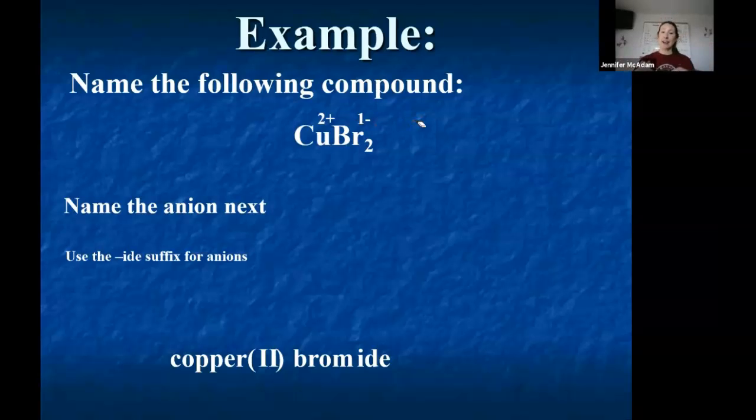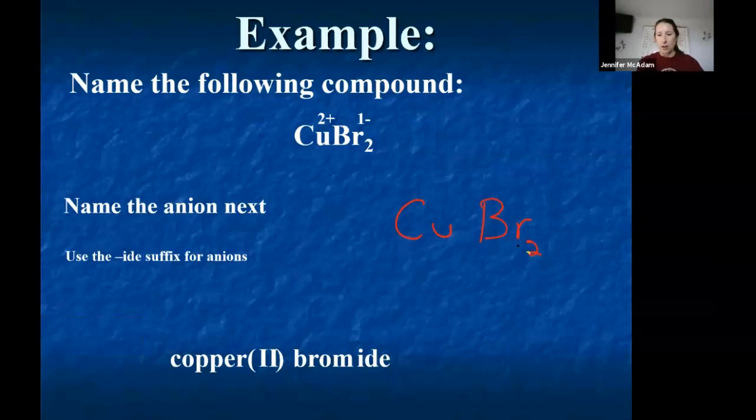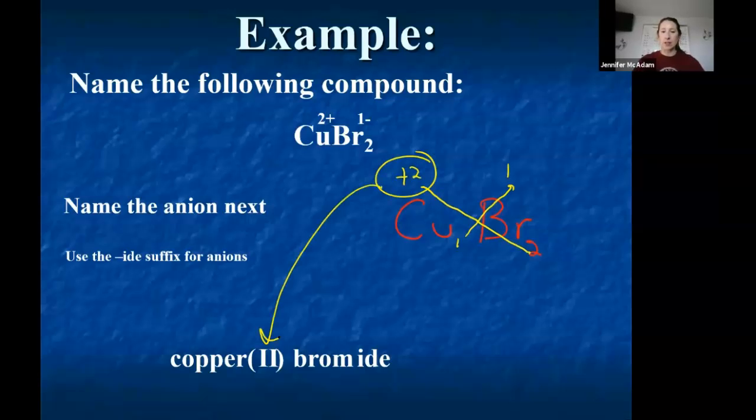Now, you could also use the crisscross. Remember how we crisscross down? You could just crisscross right back up. So if you have Cu and you have Br, you can take this and crisscross this, and that would be a 1 right up. And so that's how you can know that this is a 2. But again, remember this crisscross method doesn't always work.